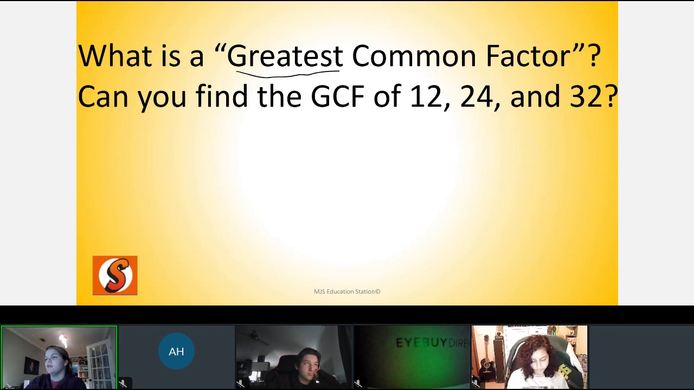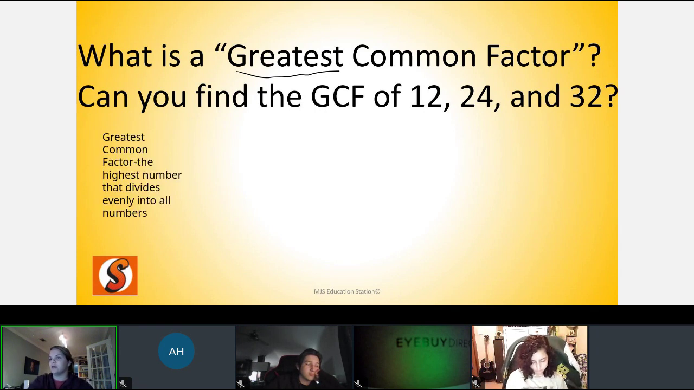The greatest common factor is the highest number that divides evenly into every number. Okay, so let me type that out. If you are taking notes, you can write this down. Greatest common factor, the highest number that divides evenly into all numbers. So in this case, all numbers meaning the numbers that you're given.